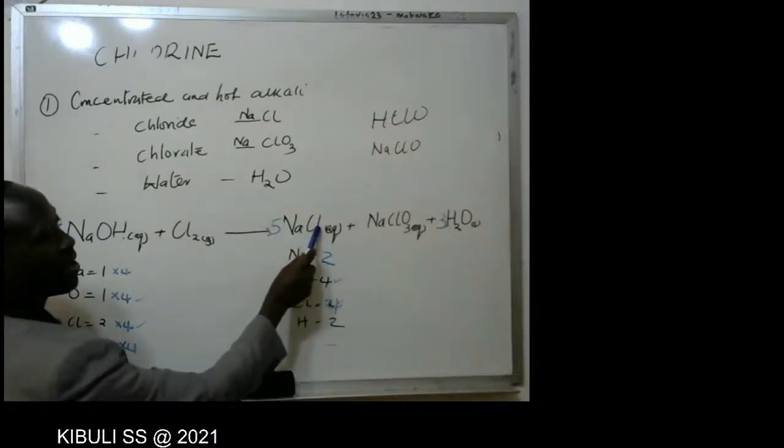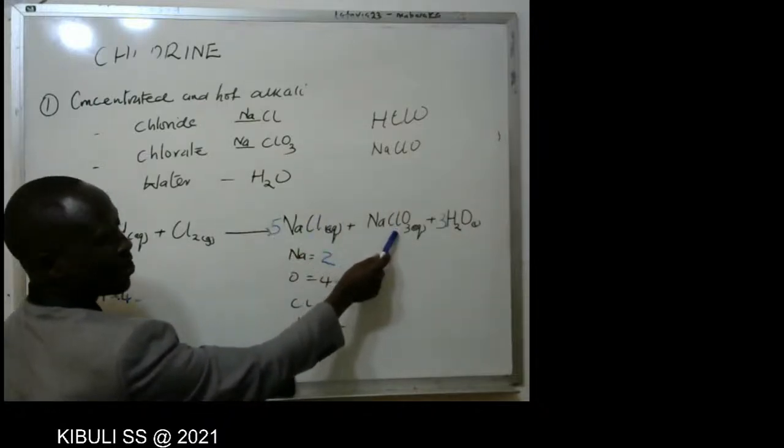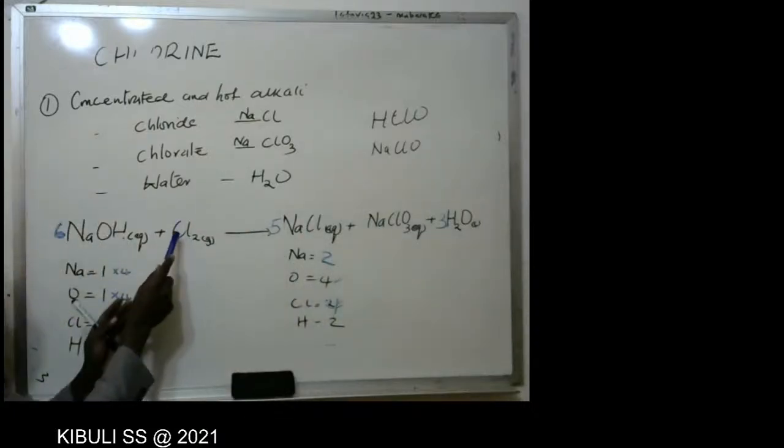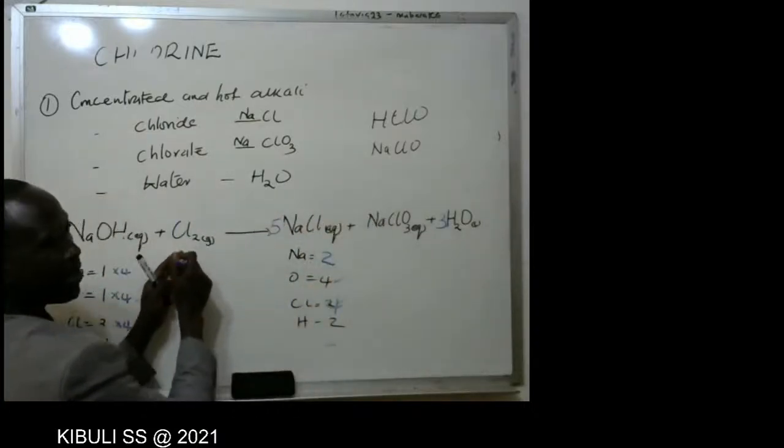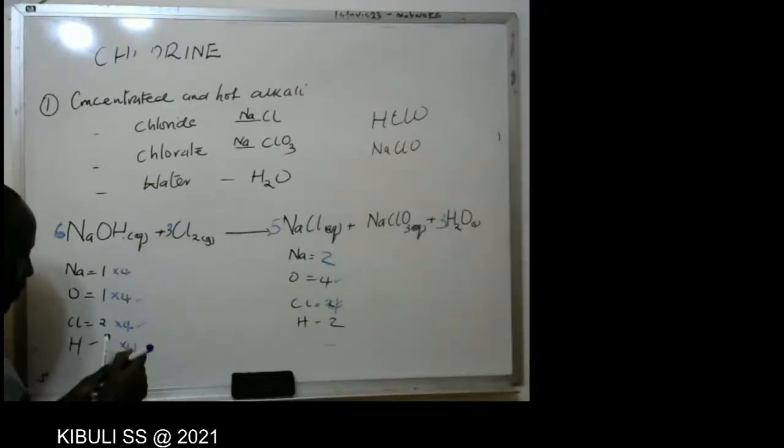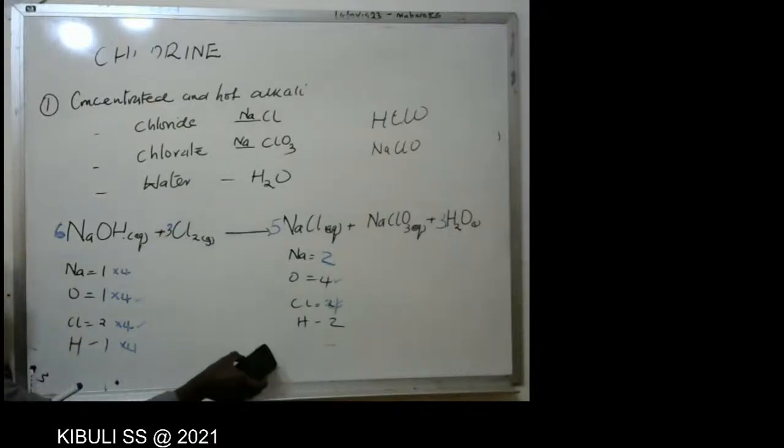How many chlorines are these? 5 plus 1, 6. These are how many? 3. So there is 6 versus 3. What does it call for? A 3 there. It becomes a balanced equation.